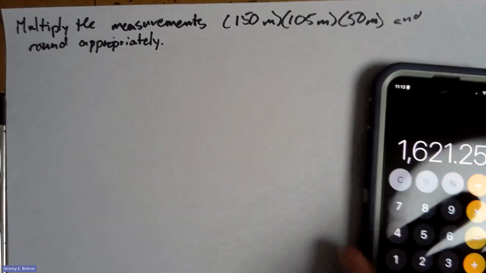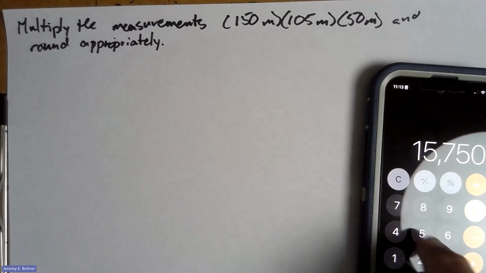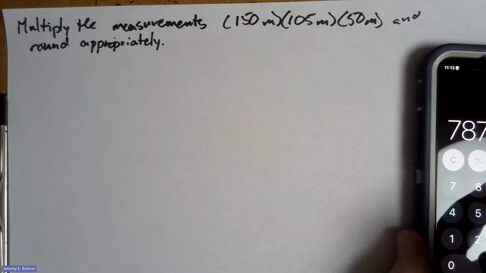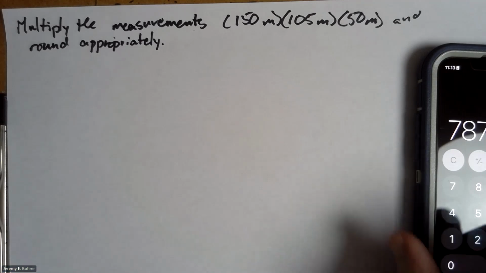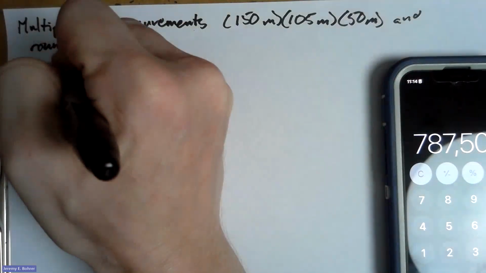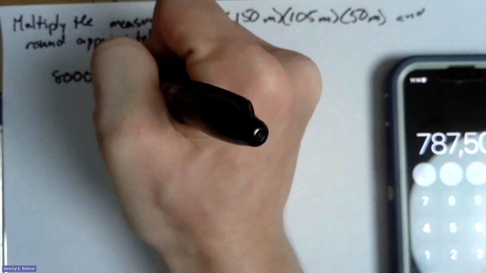We get 150 times 105 times 50, which is 787,500, and that's cubic meters. But we're going to round it to one significant digit, which means we're looking at 800,000 cubic meters.